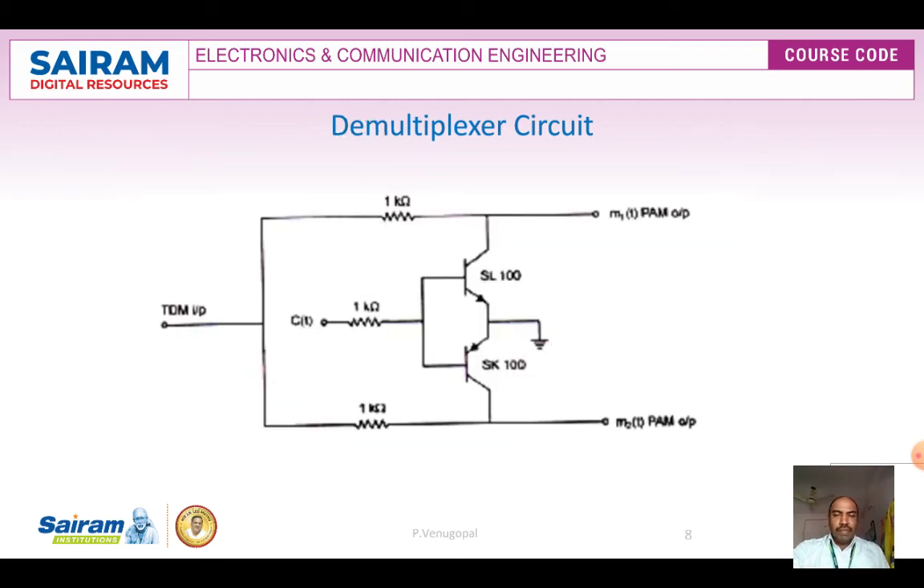Next is the demultiplexer circuit. Here the TDM we obtained in the multiplexer circuit is given to the collectors of the two transistors, and the carrier is given to the base of the two transistors. Then we obtain PAM1 at the collector of the first transistor and PAM2 at the collector of the second transistor. This is obtained by removing the carrier signals. In the demodulation or demultiplexer circuit, the carrier is removed and the original PAM signal is obtained. To get the original message signals back, we have to use filters. By using the filters at the two PAM outputs, we will get the original message signals.